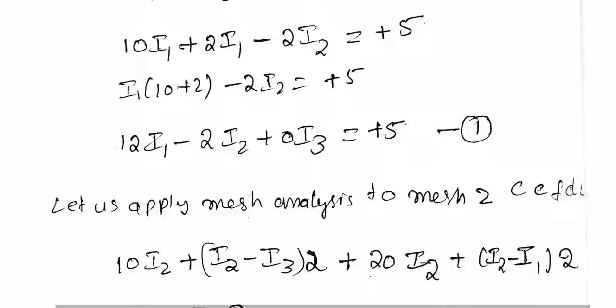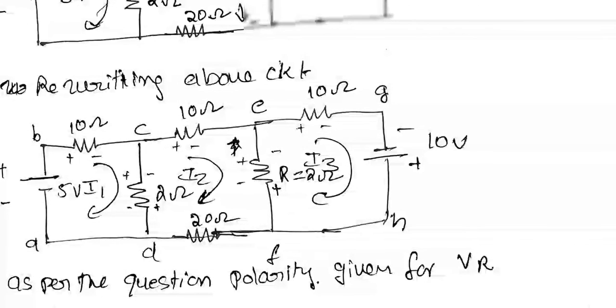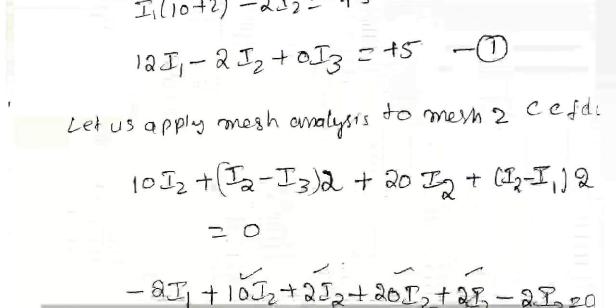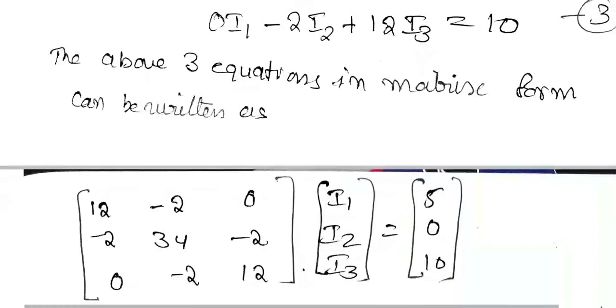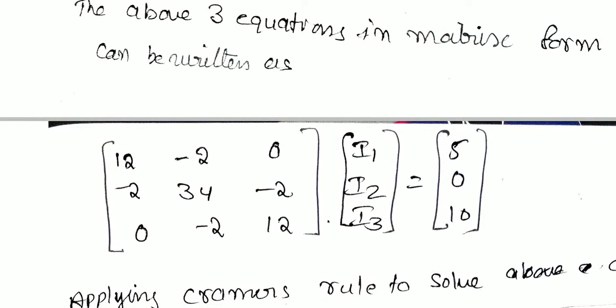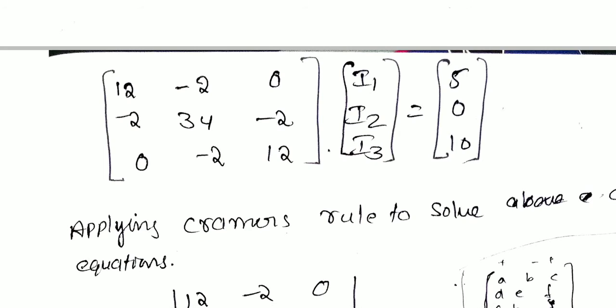Similarly, if I apply KVL to the third loop, 10 into I3, minus 10 volt, and (I3 minus I2) into 2. After simplification, it looks like this. If I write these three equations in matrix form, it looks like this. These three equations have to be solved. We can solve them by the simultaneous equation method, or we can go for Cramer's rule. It is better to go for Cramer's rule.